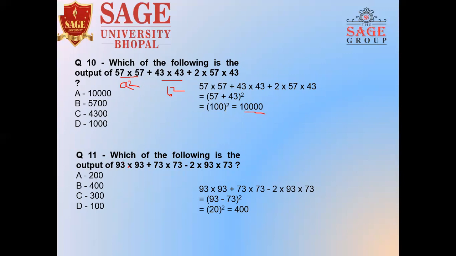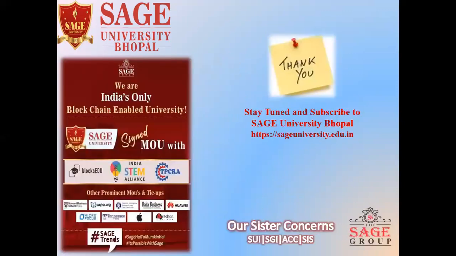Another is, which of the following is the output of 93 into 93 plus 73 into 73 minus 2 into 93 into 73? Again, a square plus b square minus 2ab. So (a minus b) whole square. So 20 square will come, that is 400.